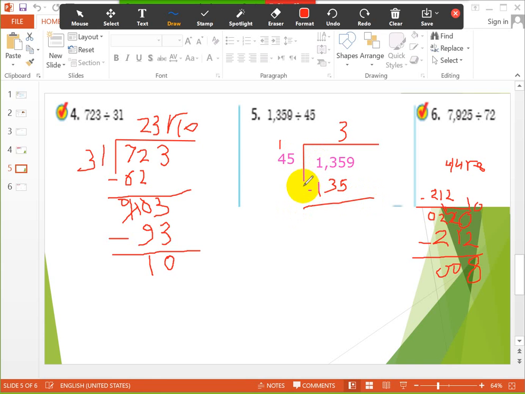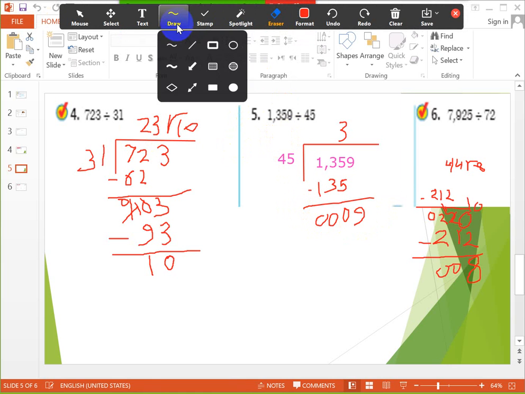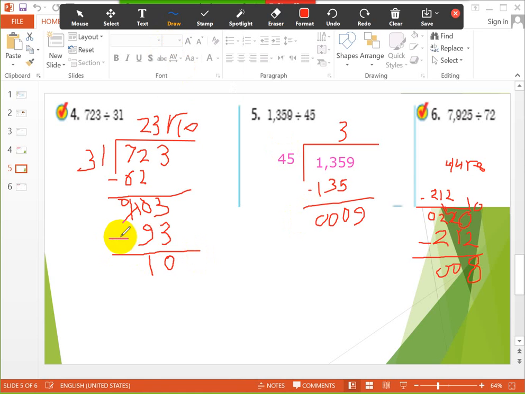Subtract. So what is the remainder here? It is 0. So I will take the 9. Now I will divide the 9. 9 divided by 45. Can I divide 9 by 45? No, I can't. Very good. So what is the value of the ones?